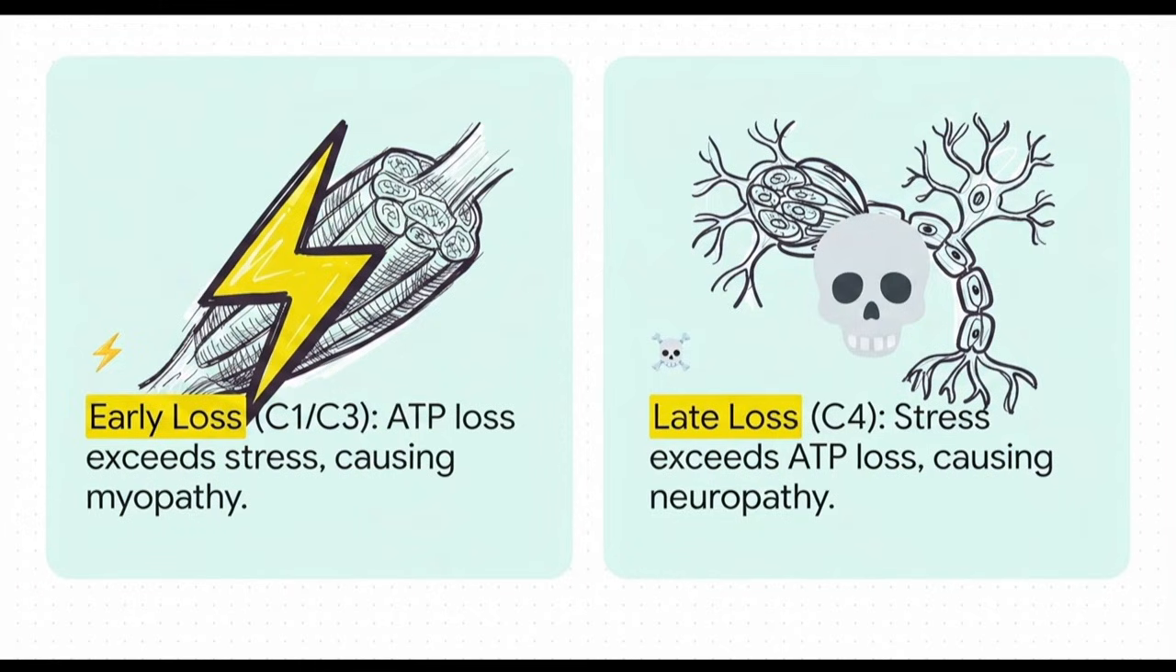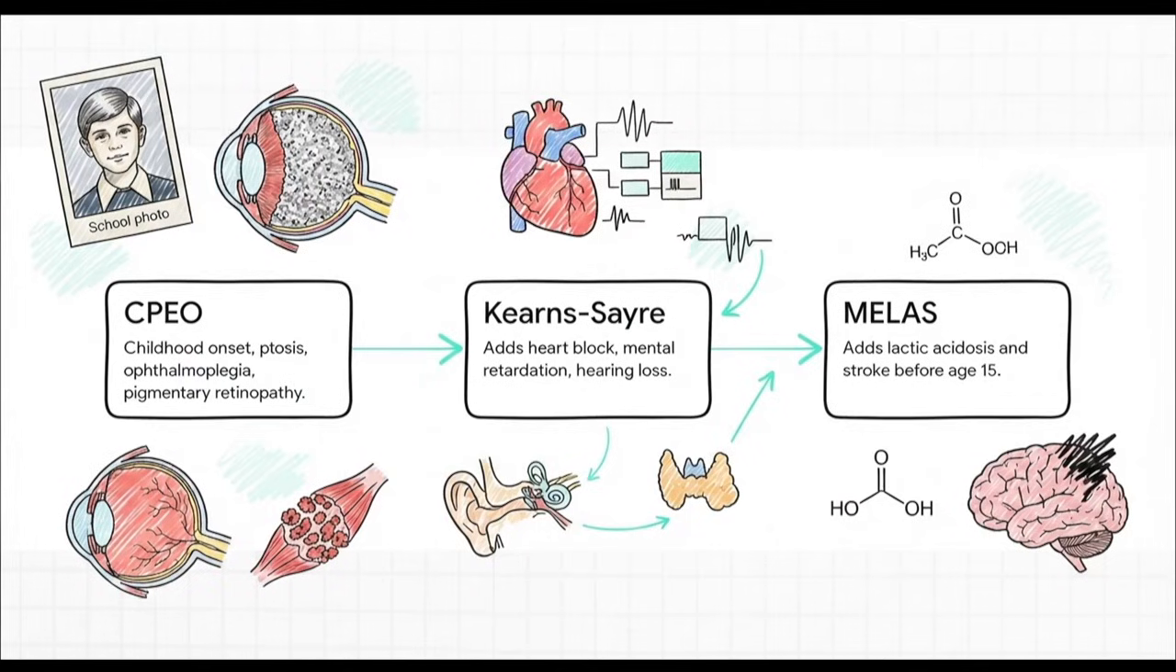But if the breakdown is late in the chain, say at complex 4, the resulting oxidative toxic stress far exceeds the actual ATP loss. This toxic environment drives up apoptosis, which is programmed cell death, and aggressively targets neural tissue, causing neuropathy. To really understand this early loss power outage, let's walk through the escalating myopathies it causes.